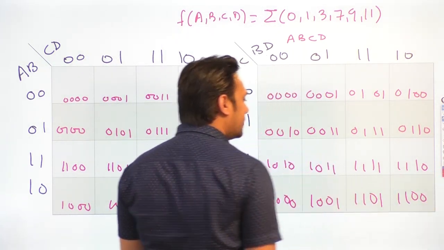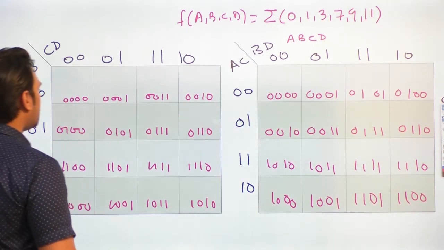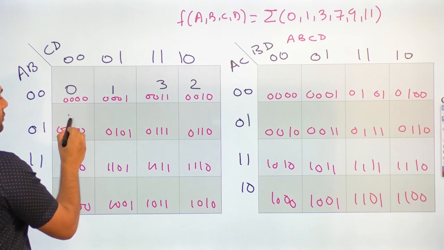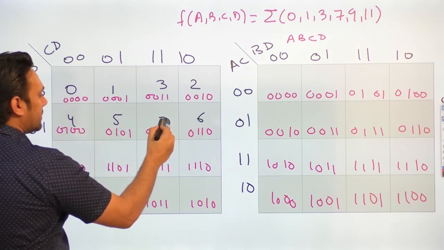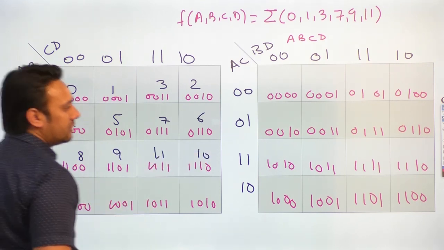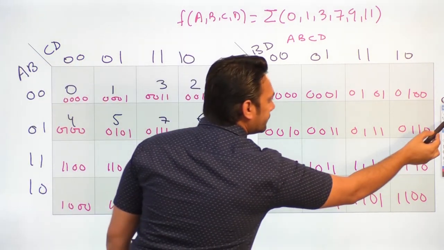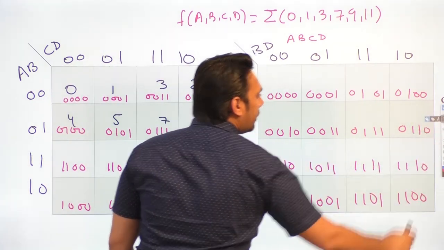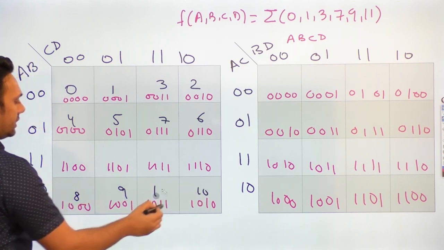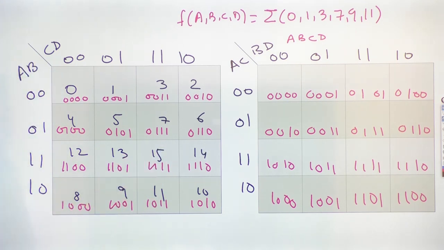Now let us write the numbers. Let us try to understand and write the numbers for each of these cells. So this is representing a decimal value 0, 1, 2, 3, 4, 5, 6, 7. I'm so sorry, this was a mistake. This is 8, 9, 10, 11, 12, 13, 14 and 15. These will be the numbers here.